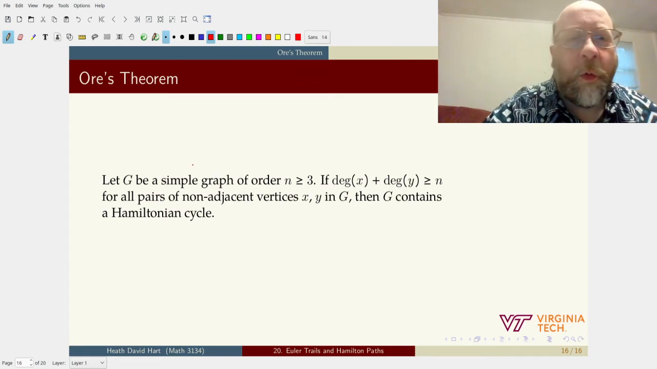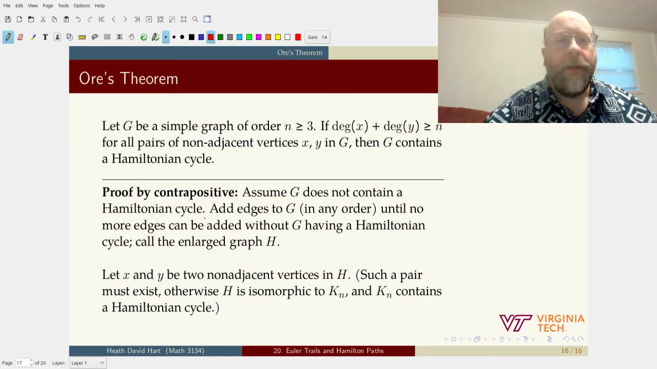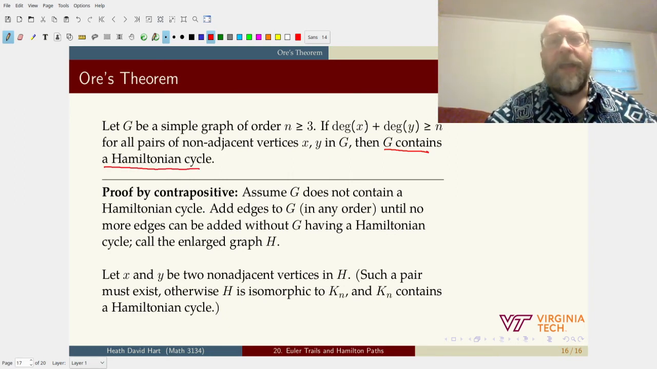Let's talk about why this works for a moment. So we're going to prove it by contrapositive. We're going to assume that G does not contain a Hamiltonian cycle, and then we're going to find a pair of vertices that violates this inequality. Okay? So we're going to assume that G does not contain a Hamilton cycle. We're going to add edges to G until we can't add any more edges without finishing off a cycle. Okay? Let me explain what's going on here.